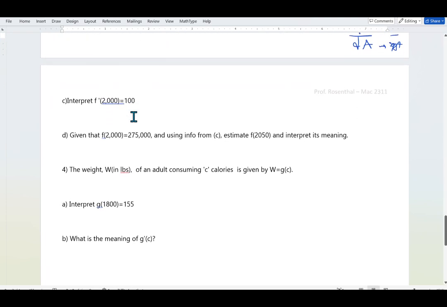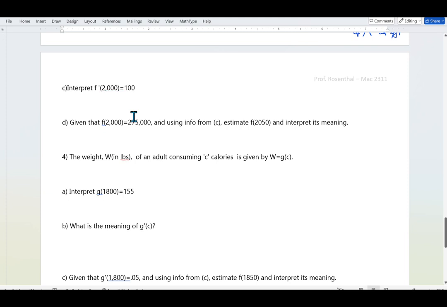So now we're supposed to interpret the meaning of f prime of 2000 equals 100. Again, you can think of it as c prime of 2000 equals 100. So remember, the number inside is the area. The number outside is the cost in dollars. Okay, so the rate of change of the cost function at the moment when the house is 2000 square foot is roughly $100 per square foot. So what this tells us is the cost is increasing at a rate of $100 per square foot when the area is 2000 square feet.